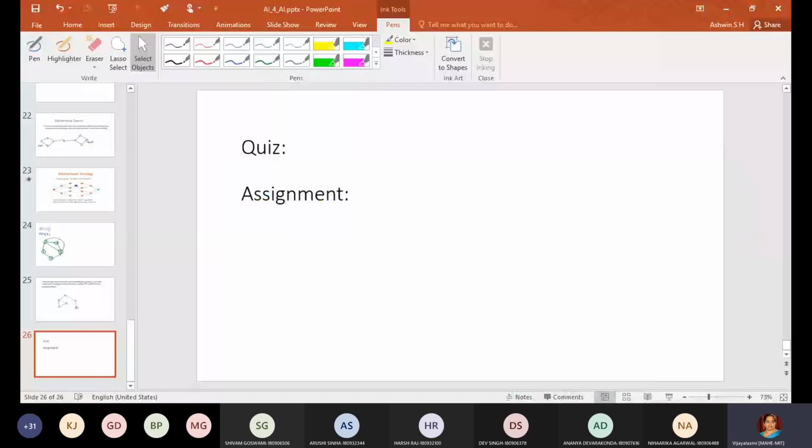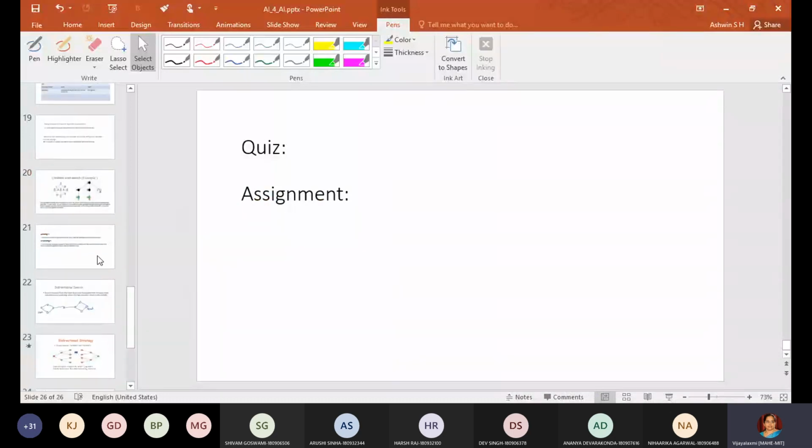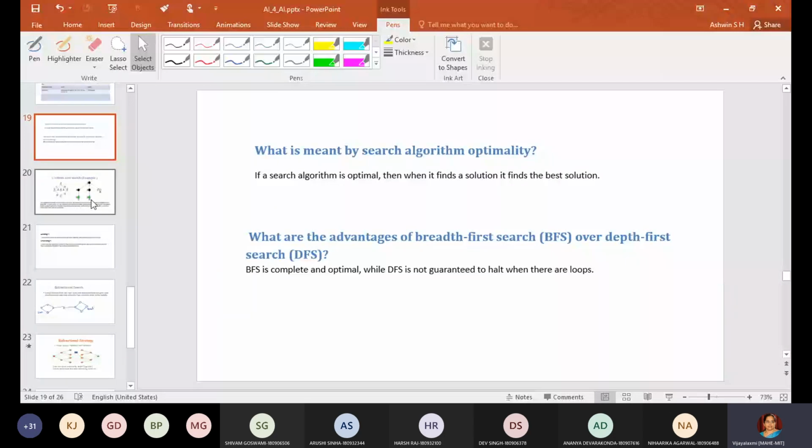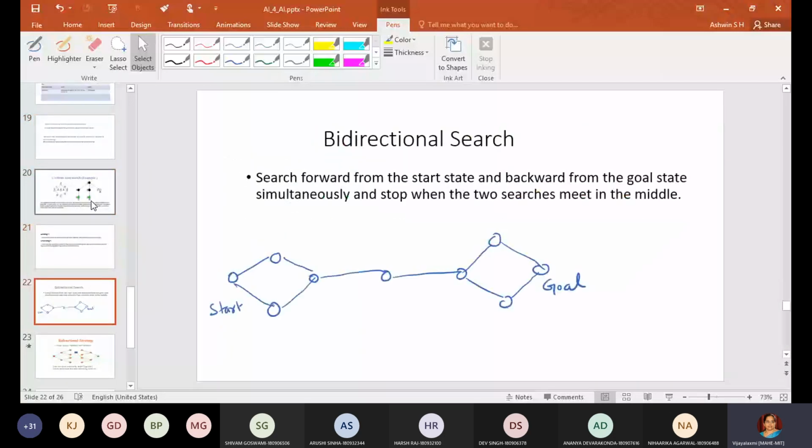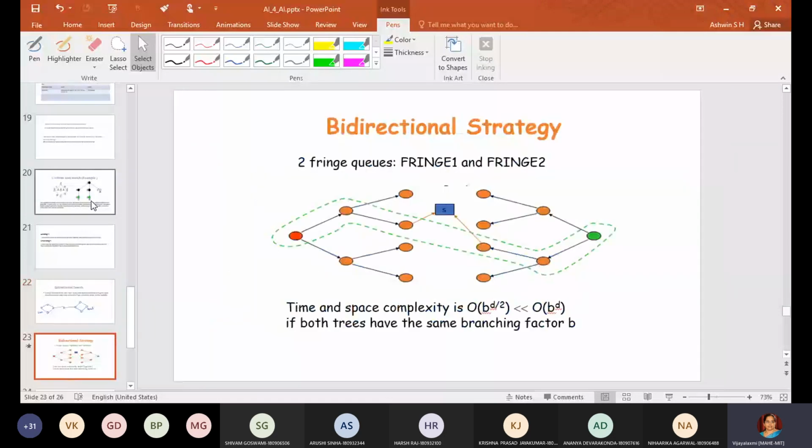Before I conclude, these two I wanted to do, that is uniform cost search and bidirectional search. Today itself I wanted to complete it because last Saturday I could not take class because of some other assignments. It's okay, next week I'll take.